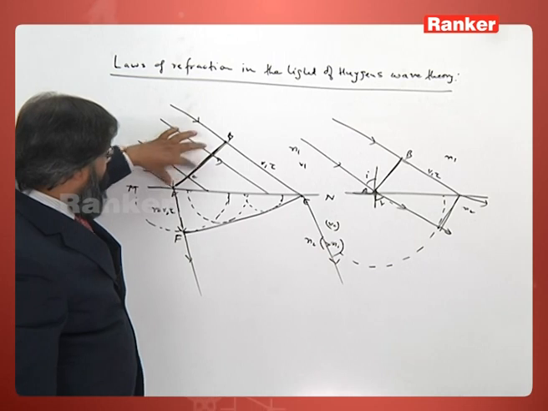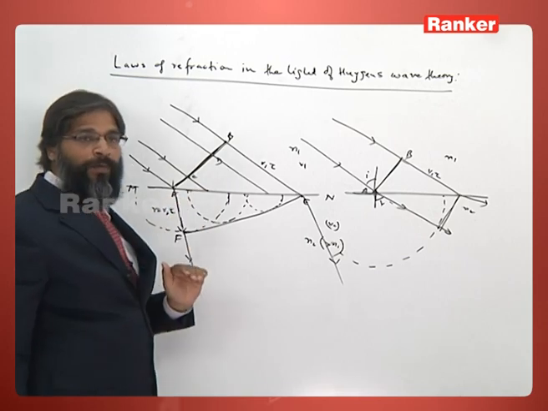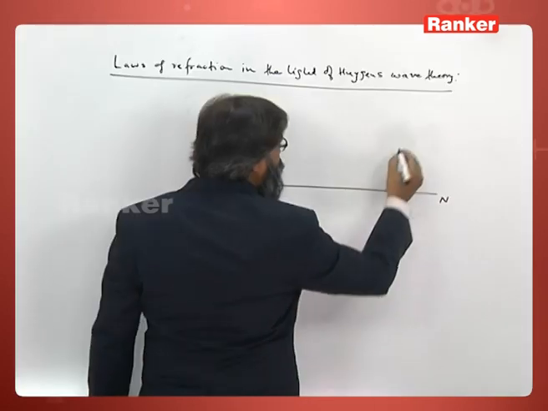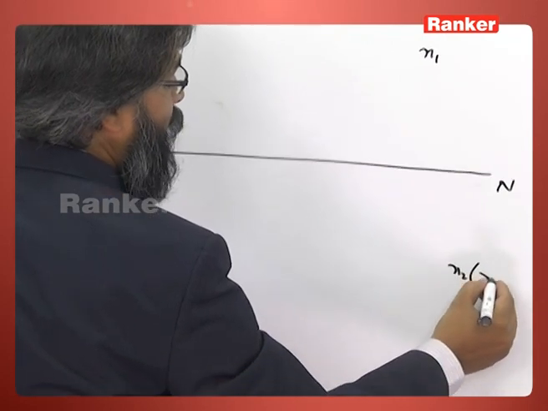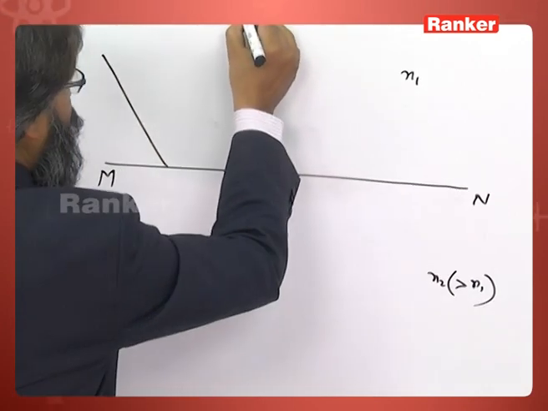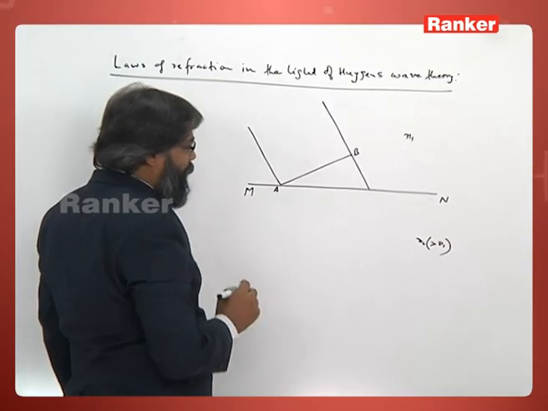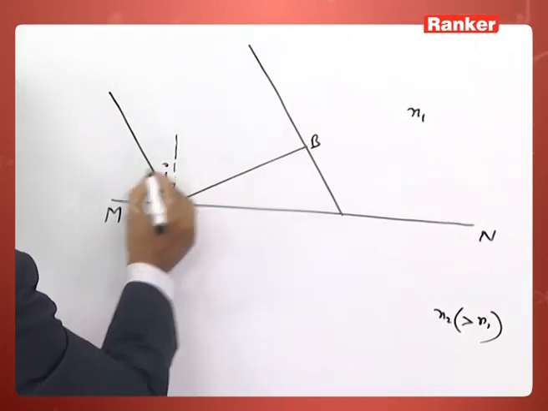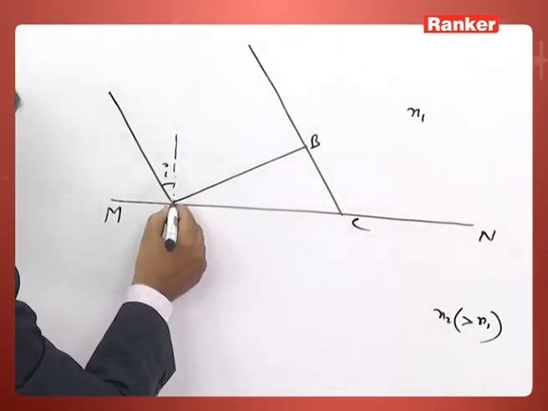Here we won't take CD, we will draw a simple schematic diagram to study the laws of refraction with the help of Huygens' wave theory. Suppose MN is the surface which separates two media. It has a refractive index N1 and the other has a refractive index N2, greater than N1. I have assumed two rays, and this is the wavefront AB. If I draw a normal, this angle becomes I.